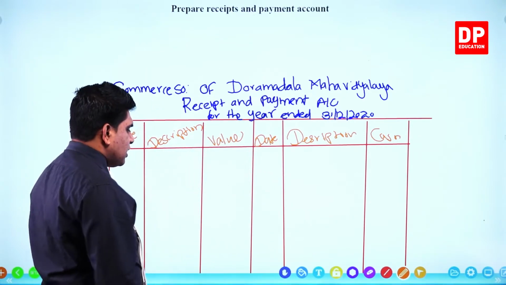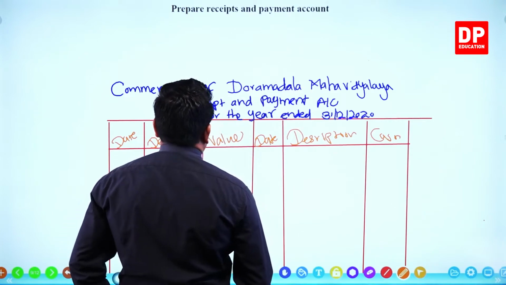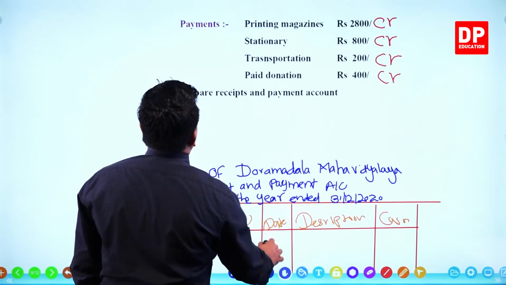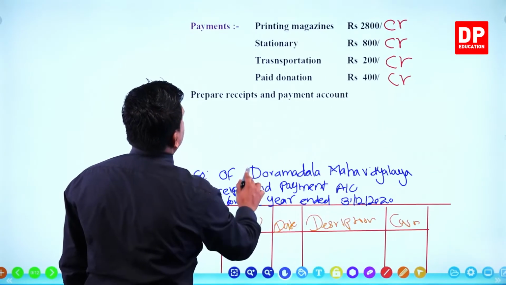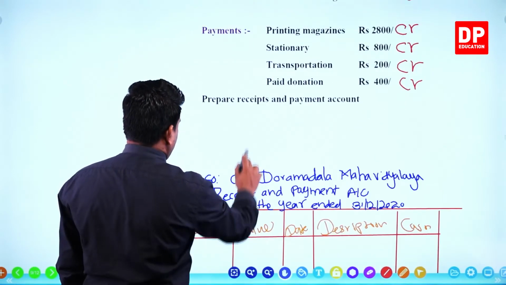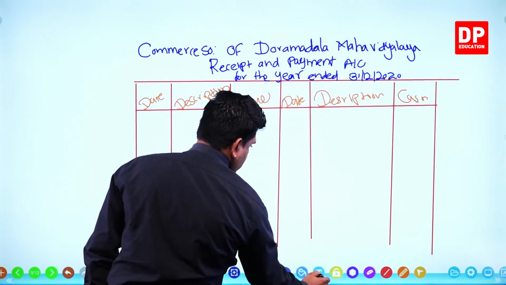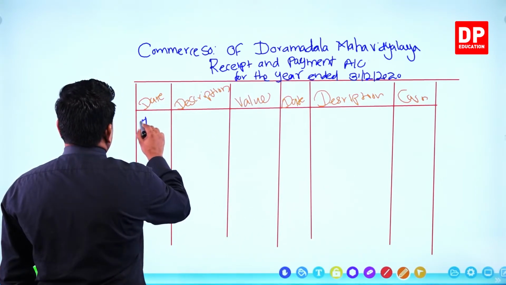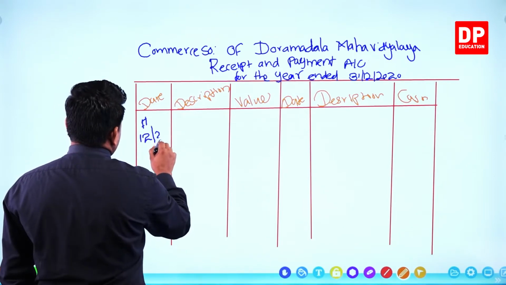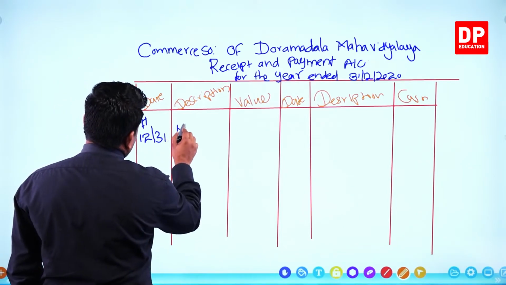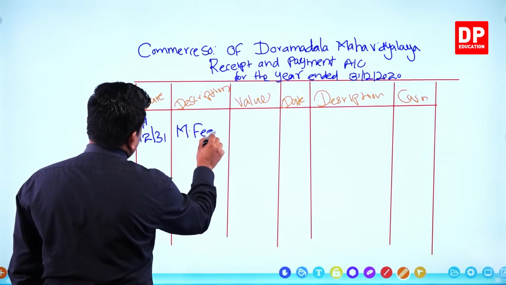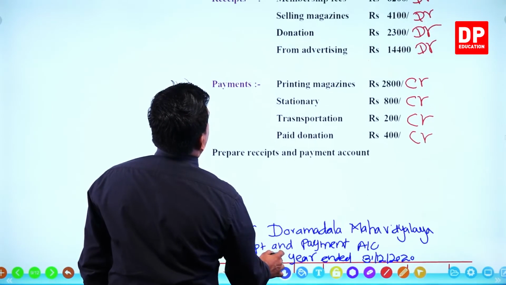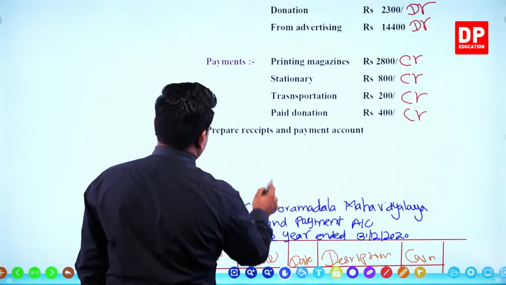Right? Okay. Now, you have to put all the received money on the debit side and all the paid money on the credit side. Then you pick the details from the question. Membership fees 6,200, right? Then here 12/31st. Membership fees, how much? 6,200.